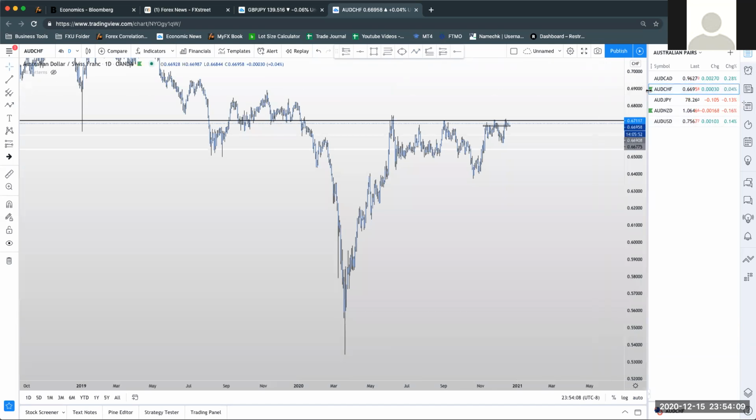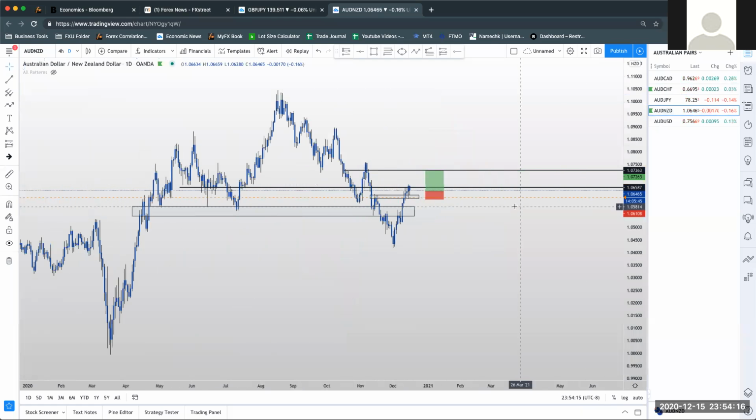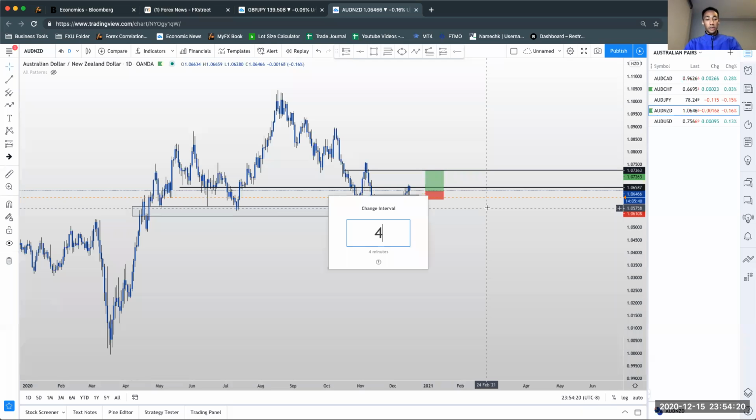Odd Swiss, I have my little tags marked up for the better pairs in the odd family. Right here, odd NZD. Let's go ahead and zoom in on the 4-hour since this one's already marked up.